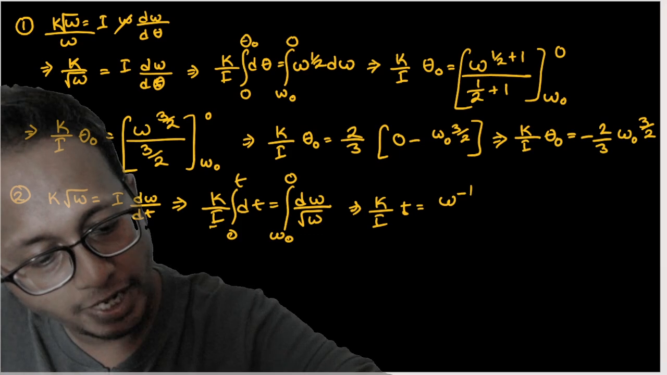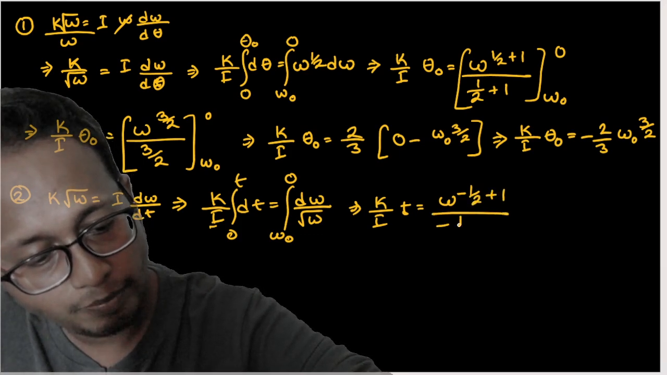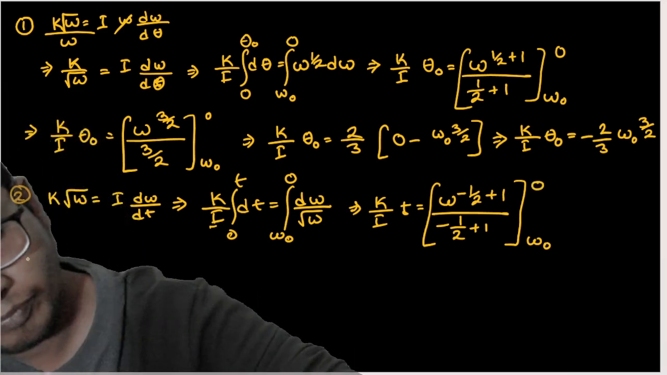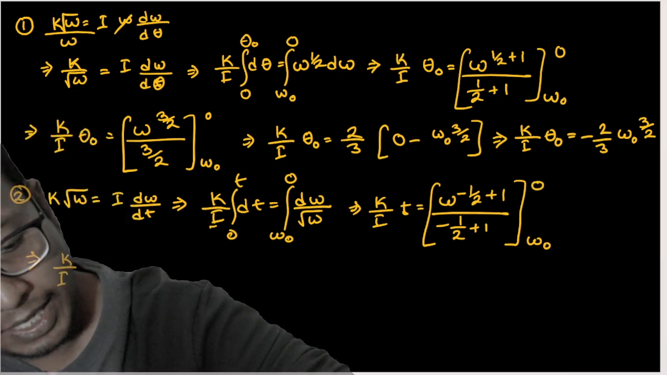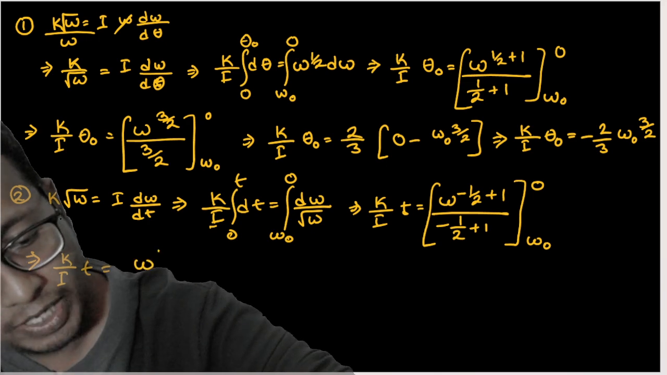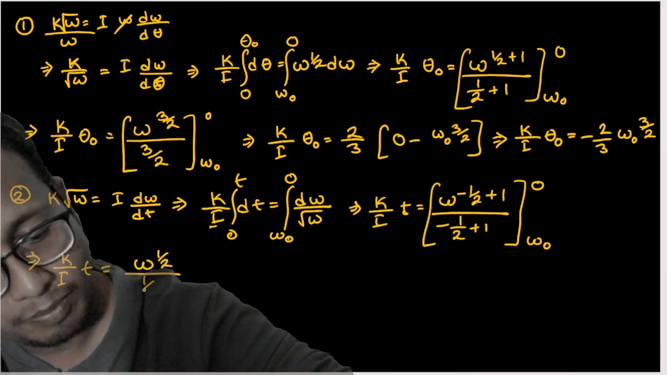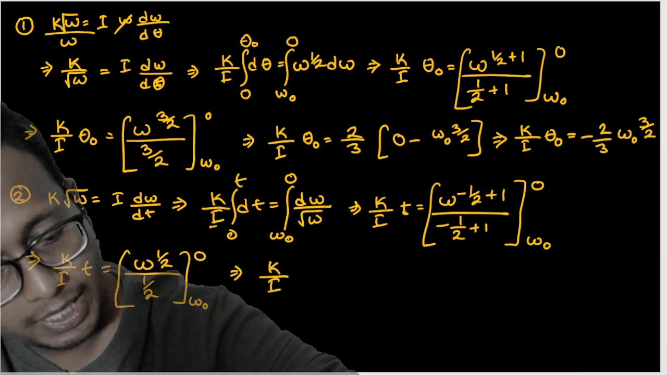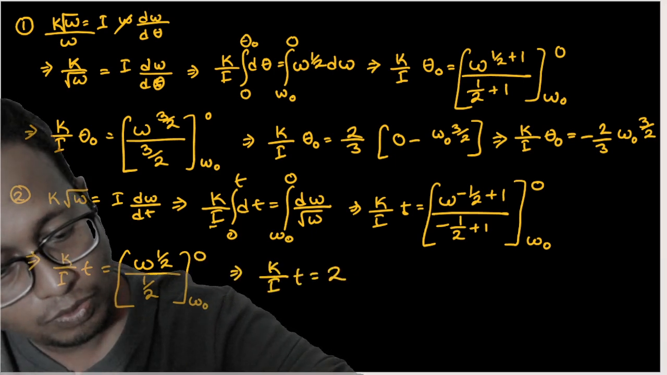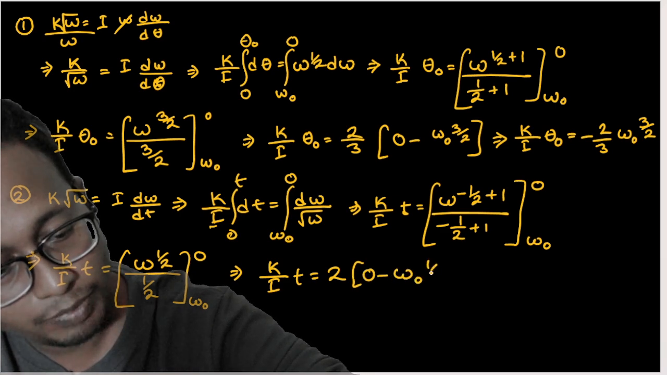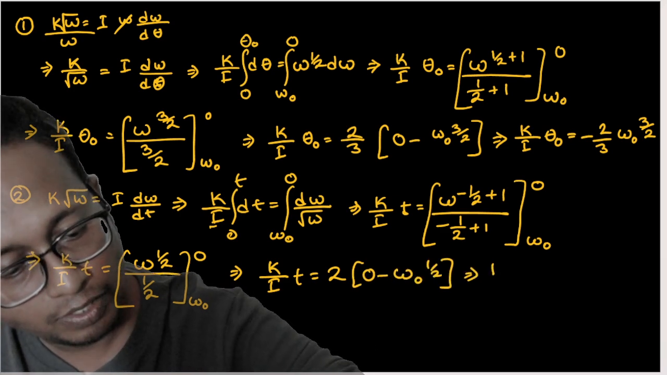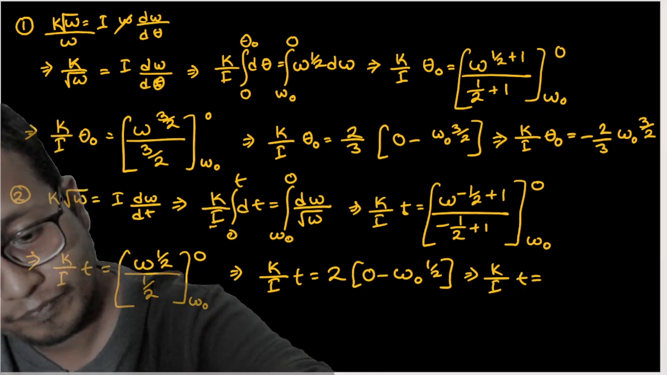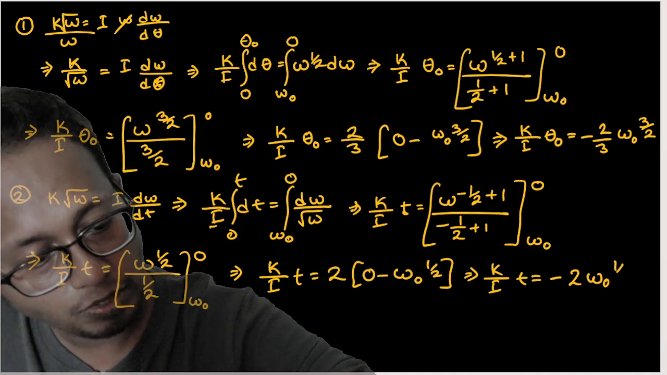It is nothing but omega to the power minus 1 by 2 plus 1, divided by minus 1 by 2 plus 1. Lower limit is omega naught, upper limit is 0. So K by I into t is equal to omega to the power 1 by 2 divided by 1 by 2, with lower limit omega naught and upper limit 0. So K by I t is equal to 2 into (0 minus omega naught to the power 1 by 2), that is, minus 2 into omega naught to the power 1 by 2.